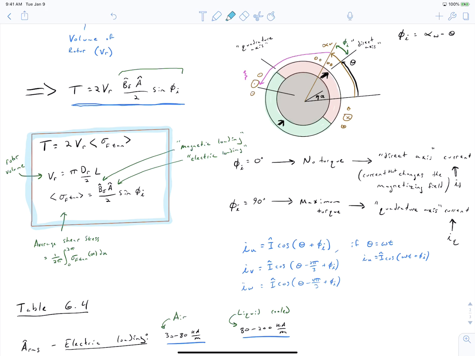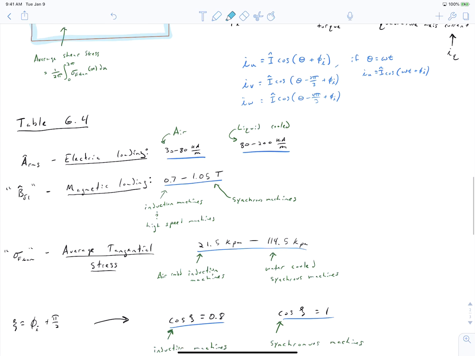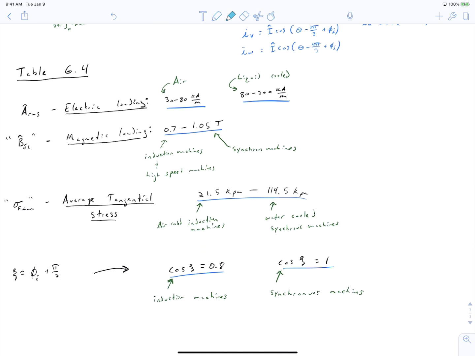So you can receive a design specification for a certain amount of torque, and you can go to the sizing law and start to make decisions about how you will achieve that torque between the volume of your machine and your average shear stress. And then we've given you a table of values that has been accumulated from years of practical design experience so that you can actually start to make these decisions yourself.